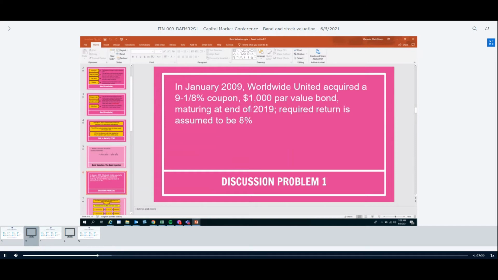Maturity date is end of 2019 or simply December 2019. And then we have the required rate of return, which is 8%. Paano ba yung required rate of return? Meaning, this is what you expect, no? As an investor, this is what you expect to earn out of this bond investment. Okay. So now we're being asked to calculate for the price of the bond.